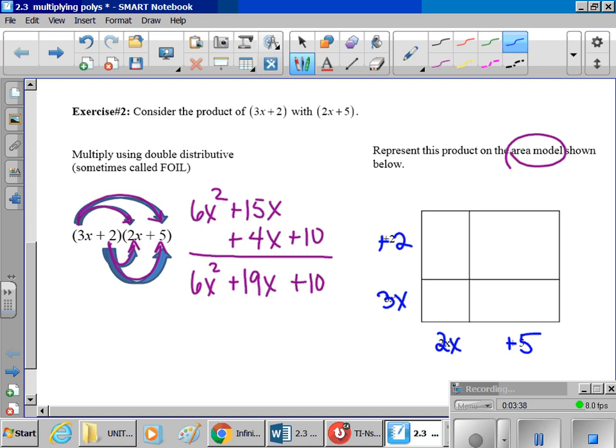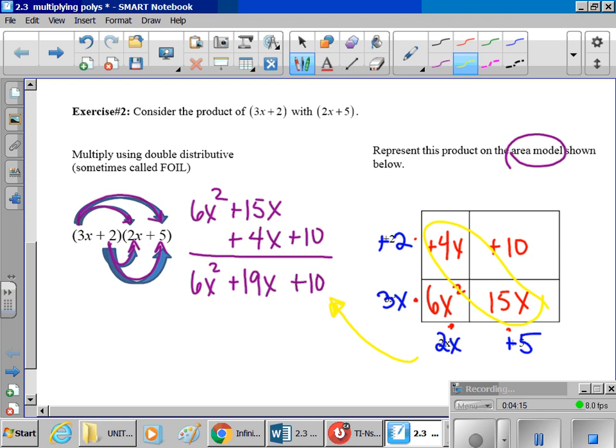If you keep everything consistent, it makes things a little bit easier. So now this simply becomes a multiplication table. We say 3x times 2x is 6x squared. Then 2x times a positive 2 is positive 4x. And then 5 times 3x is 15x. And 5 times a positive 2 is positive 10. And then we're just going to combine those like terms on the diagonal to come up with the same answer that we have right here. So 6x squared plus 19x plus 10.